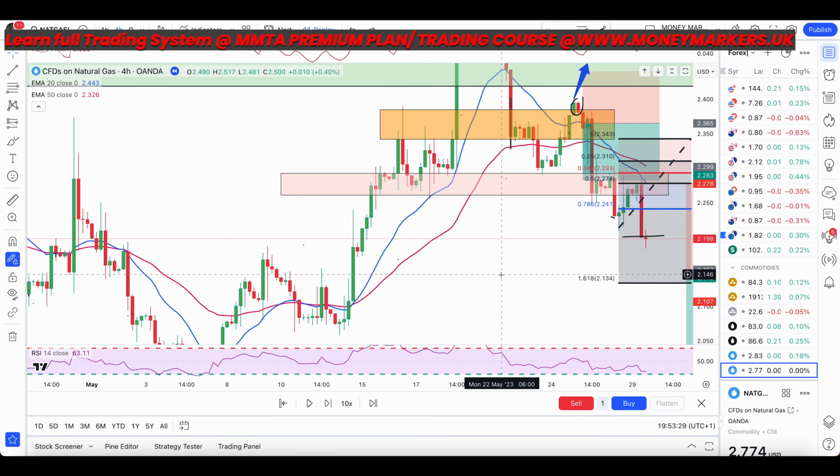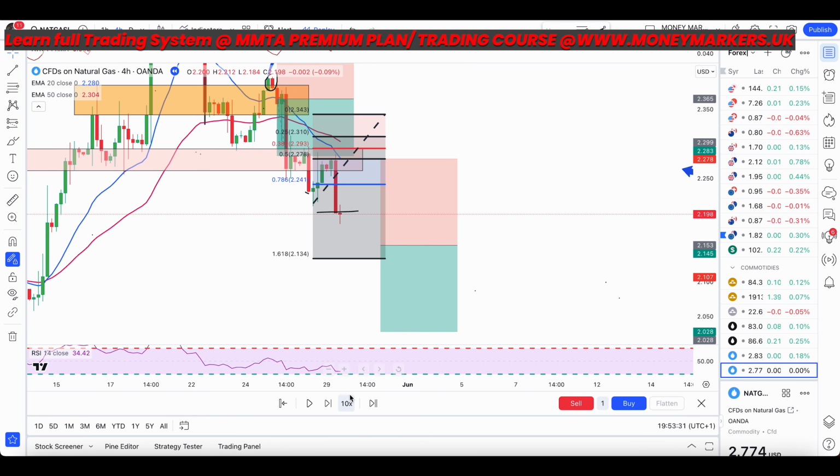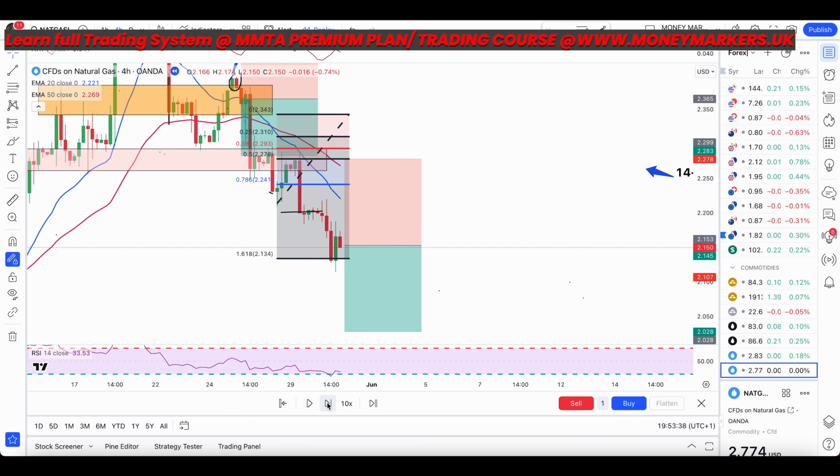That is exactly what I've said. So let's see if that happens or not. Let's play the market and see. Right here, the price hit the 1.618 retracement, and that is the area from where we start to look for a pullback and then the next bearish signal. So let's see if that happens or not.